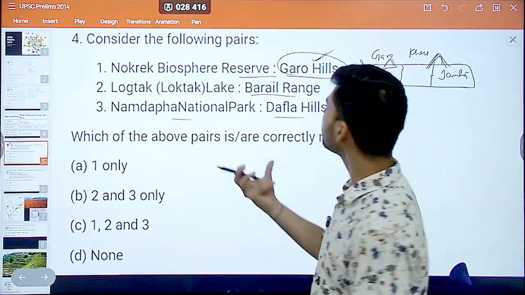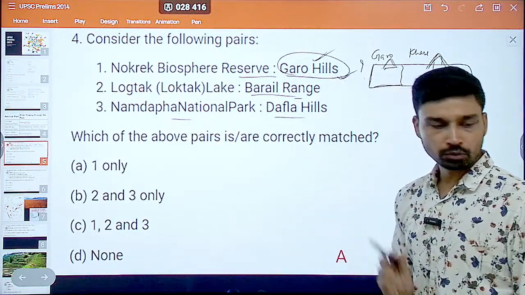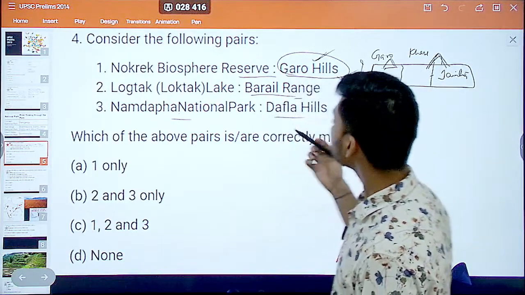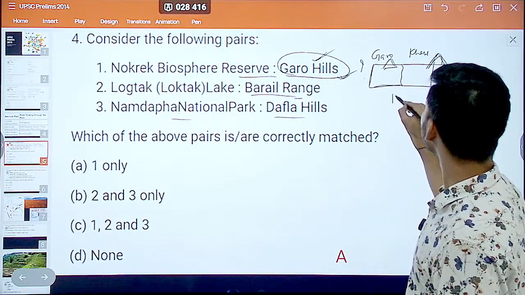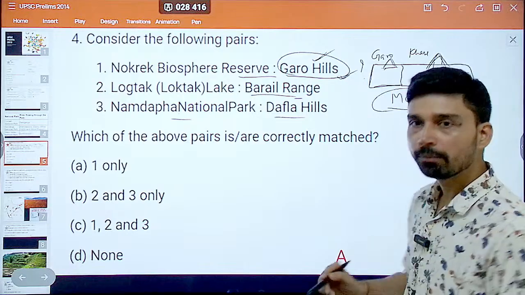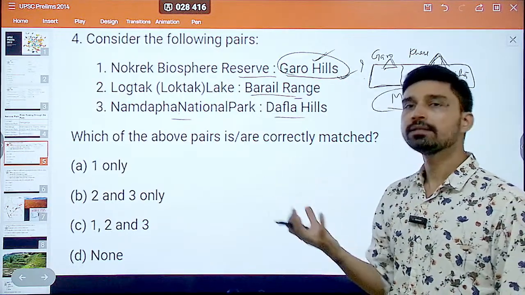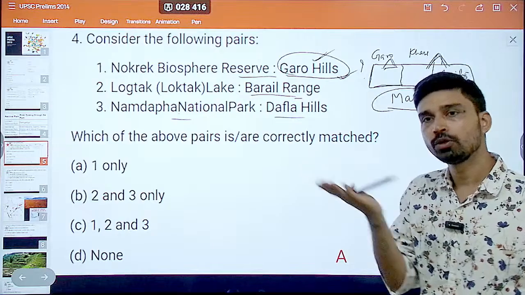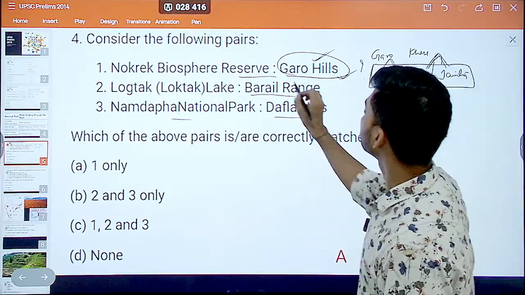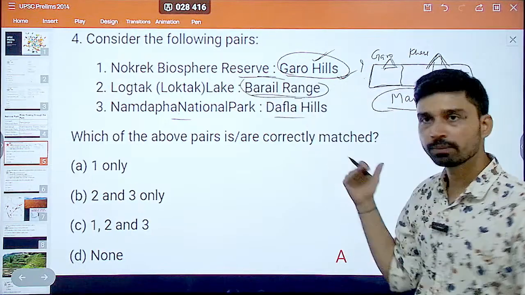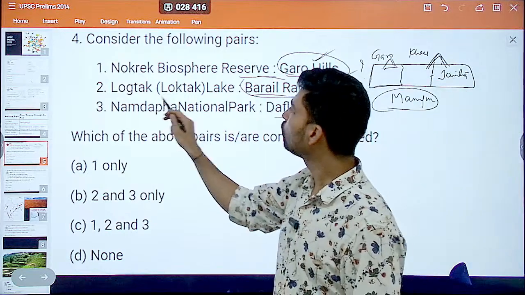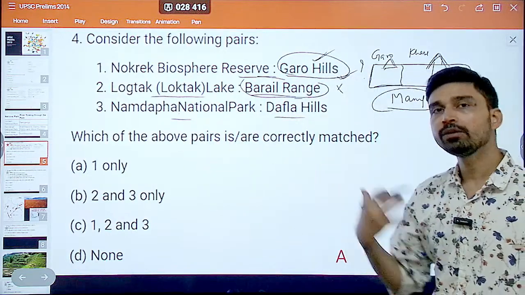Second is Loktak Lake in the Barail range. Now, this option is incorrect because state wise, Loktak Lake is part of the state of Manipur, and the Barail range, we know, is the range that connects your Naga Hills to the Meghalaya plateau region, and Manipur is situated to the south of the Barail range, and that is why this option is incorrect.